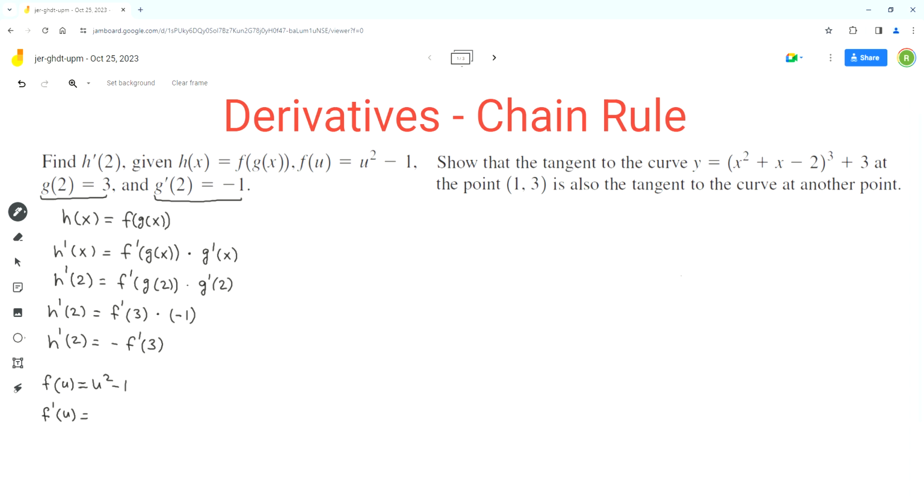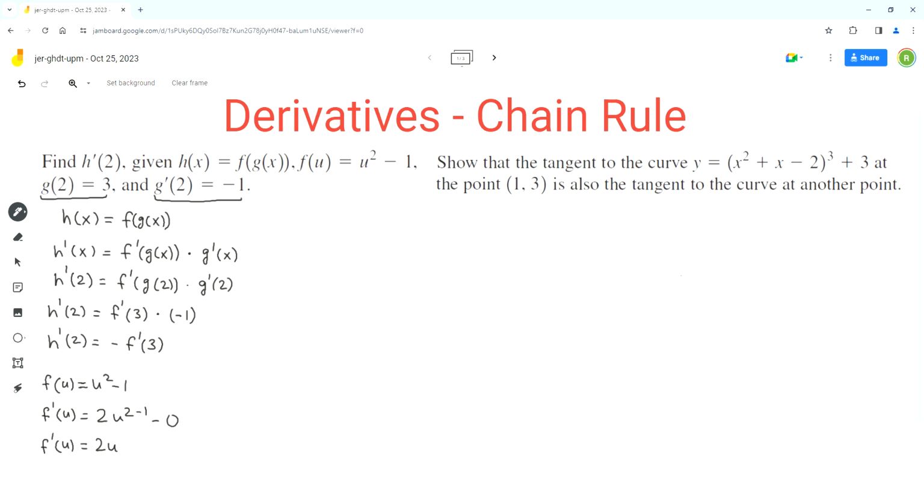Now the derivative of u squared is equal to 2u as per the power rule. So we'll move the exponent 2 to the front and we'll subtract 1 from the exponent. And then minus 0. So 1 is a constant, so its derivative is equal to 0. So we can simplify this expression to f'(u) equals 2u, because in the exponent 2 minus 1 is equal to 1, and we don't write 1 as an exponent.